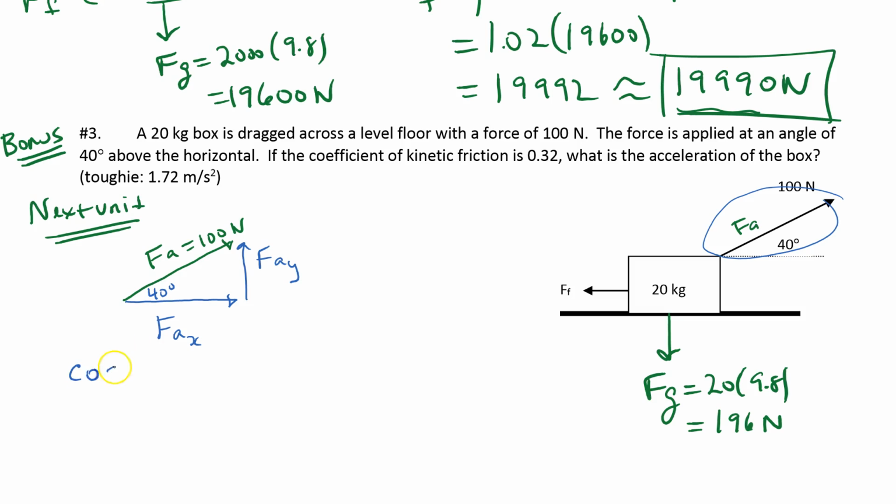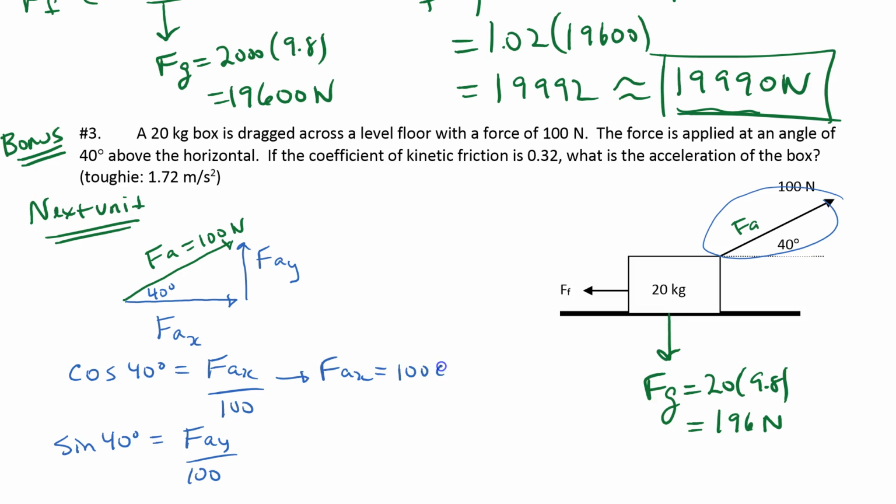So the cos of 40 degrees is equal to the adjacent over the hypotenuse. The adjacent is FAX and the hypotenuse is 100. And the sine of 40 degrees is equal to the opposite over the hypotenuse. So we can figure these out, can't we? We'd say FAX is equal to 100 times the cos of 40 degrees, and FAY is going to be 100 times the sine of 40 degrees.